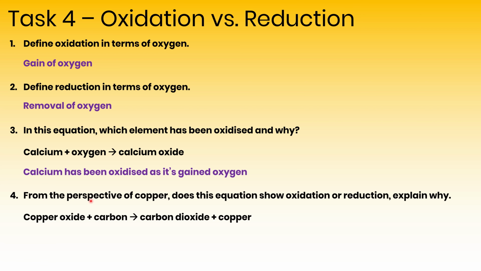4. From the perspective of copper, does this equation show oxidation or reduction? Explain why. If we look at the copper on the left-hand side of the equation, it has oxygen bonded to it in the form of copper oxide. Whereas if we look at copper on the right-hand side, or the product of this equation, we can see that it doesn't have oxygen anymore. So we can argue that copper has been reduced as it's had its oxygen removed.